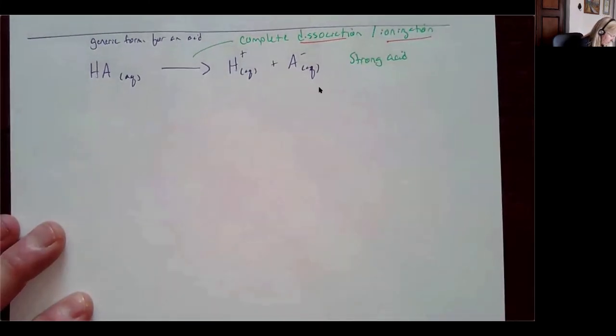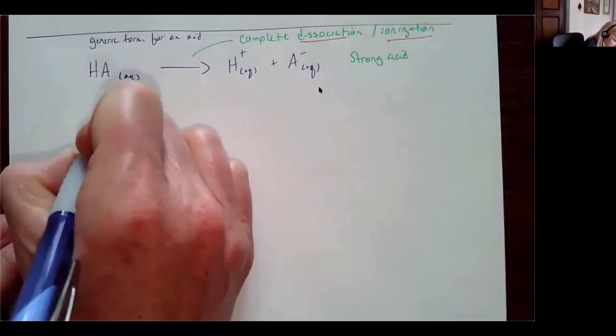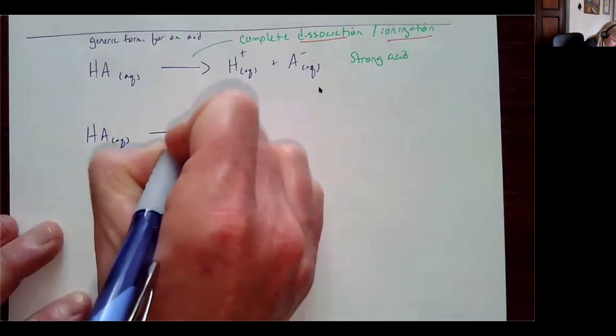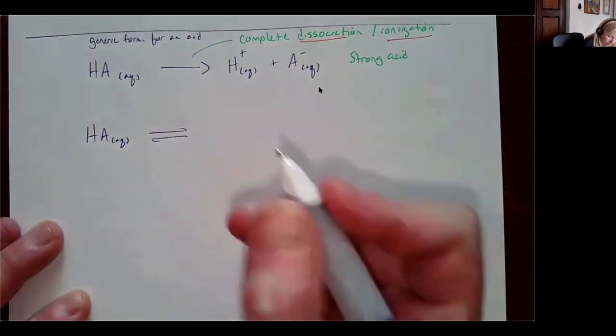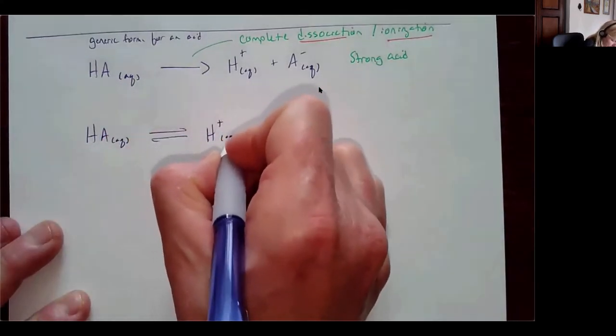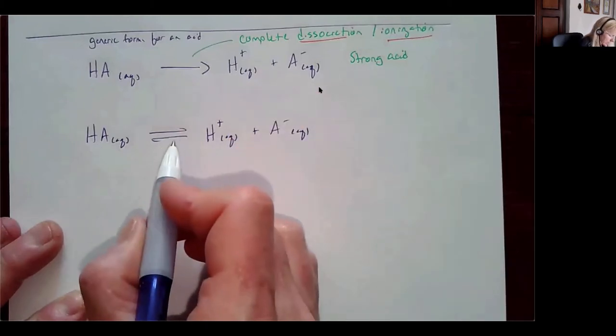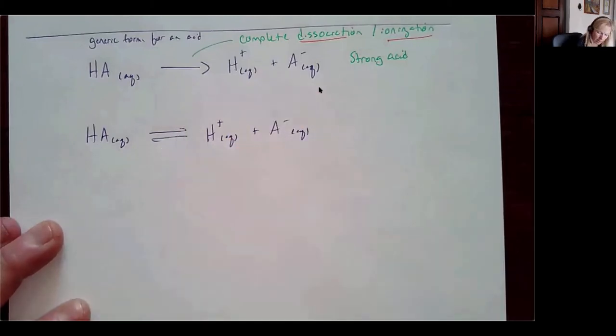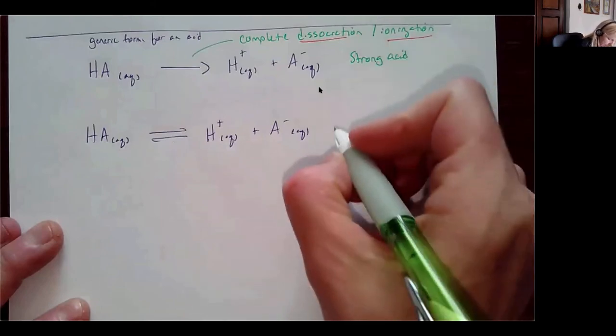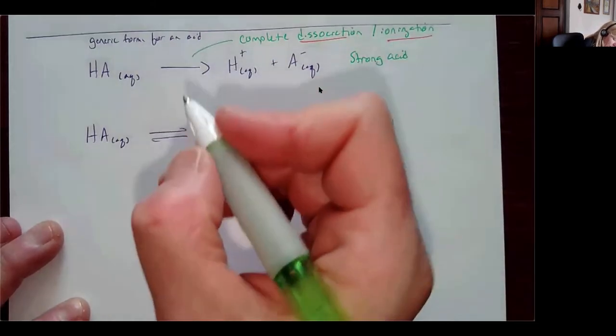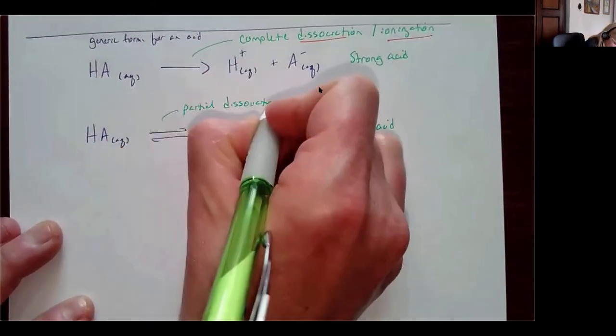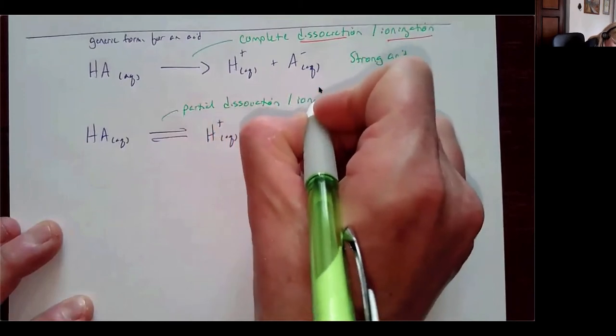If I have my generic acid here, and now I have my double arrow, and I have the same products. So the only difference between these is now I have this double arrow. This means I have a weak acid, and I have partial dissociation, or I could call that partial ionization.